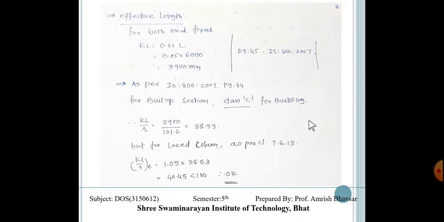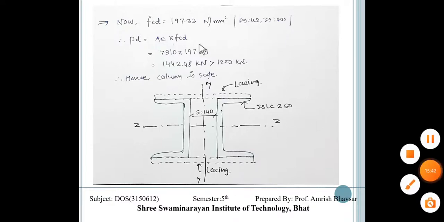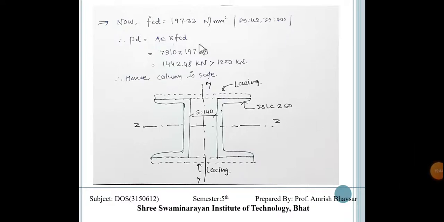Now FCD for this is 197.33 Newton per mm square. So PD is equal to AE into FCD. That's why it is 7310 into 197.33, so it is 1442.48 kilonewton, which is greater than 1200 kilonewton. So the selected 2 ISMC section is suitable for our design.